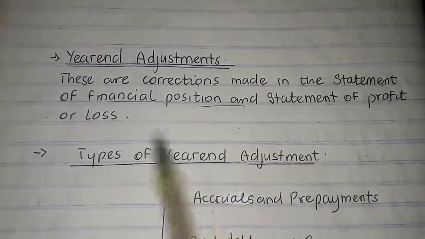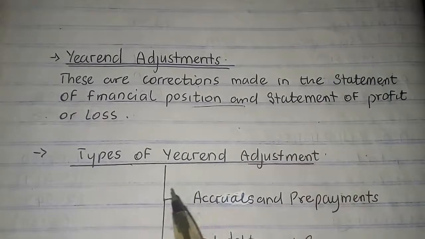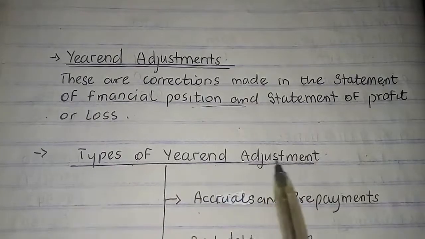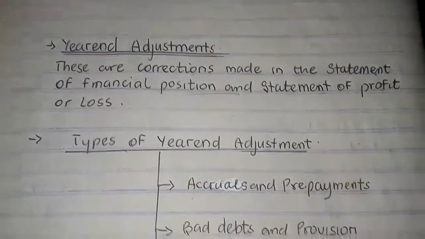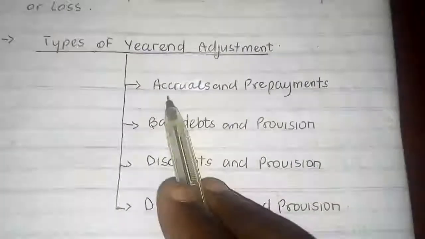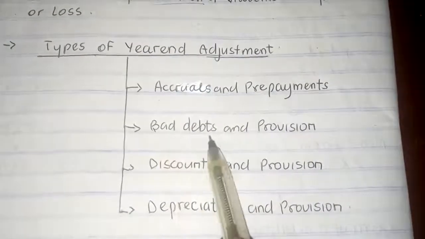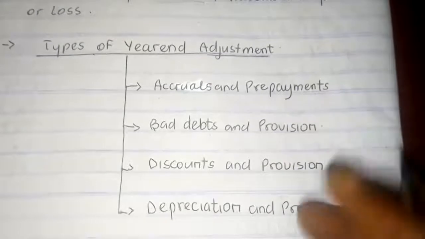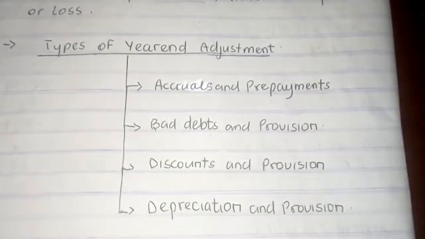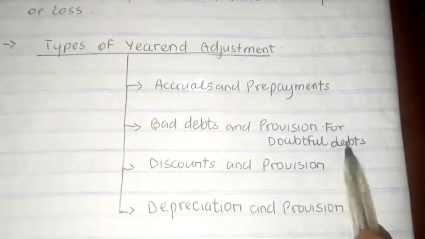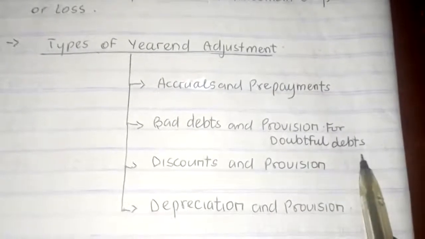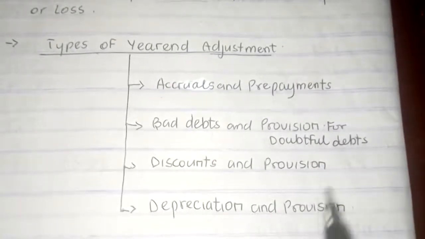Pause the video and write it down: corrections made in the statement of financial position and in the statement of profit or loss. Now, we have types of year-end adjustment, types of corrections to be made. Number one, we have accruals and prepayments. Number two, bad debts and provisions for doubtful debts. So we are going to discuss them one after the other.